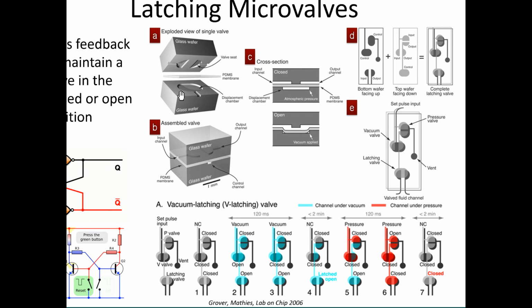So this is one channel input. This is that little post that goes in the middle. This post here, the valve seat, is represented by this middle section here. And then you have another output here on the end. You have your thin PDMS membrane, and then you have the displacement chamber. So they made this latching valve in a two-layer device, which basically mimicked this electrical circuit.